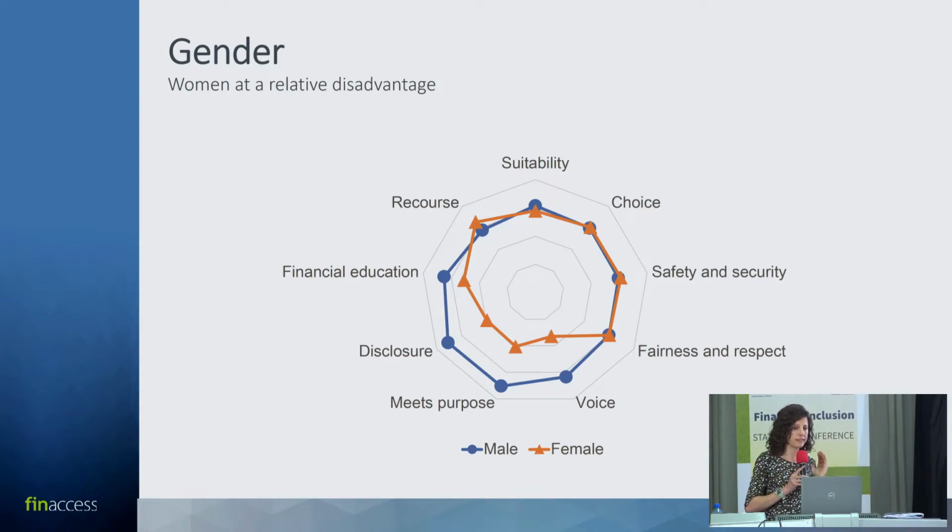So women are at a relative disadvantage, and it's interesting to see where they're experiencing the greatest disadvantage, namely in disclosure, financial education to some extent, meets purpose, and voice. We also did some qualitative focus groups where it was very clear women feel intimidated by the M-Pesa agents or the banking agents, males sometimes. They feel harassed and intimidated, and you're seeing that in their ability to exercise their voice.